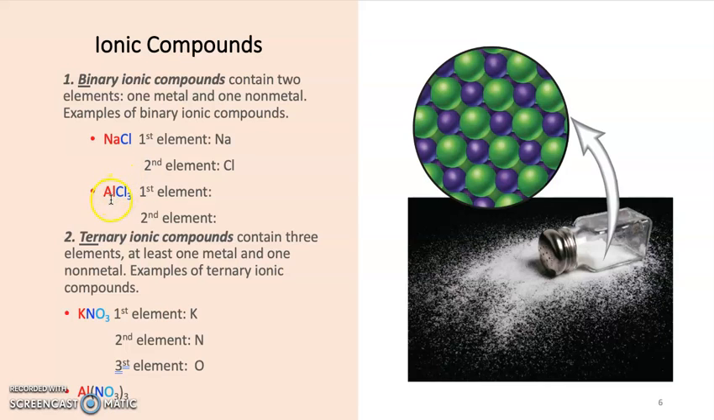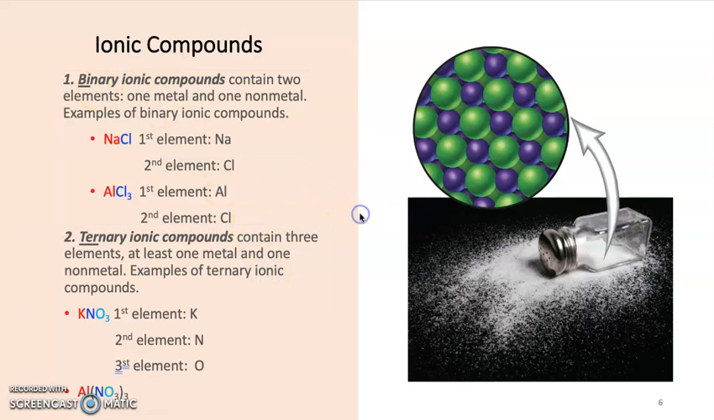Another example of a binary ionic compound is aluminum chloride. The first element of aluminum chloride is aluminum. The second element in the aluminum chloride compound is the chloride ion. Because this compound contains one metal, aluminum, and one non-metal, the chloride ion, it is grouped into binary ionic compounds.